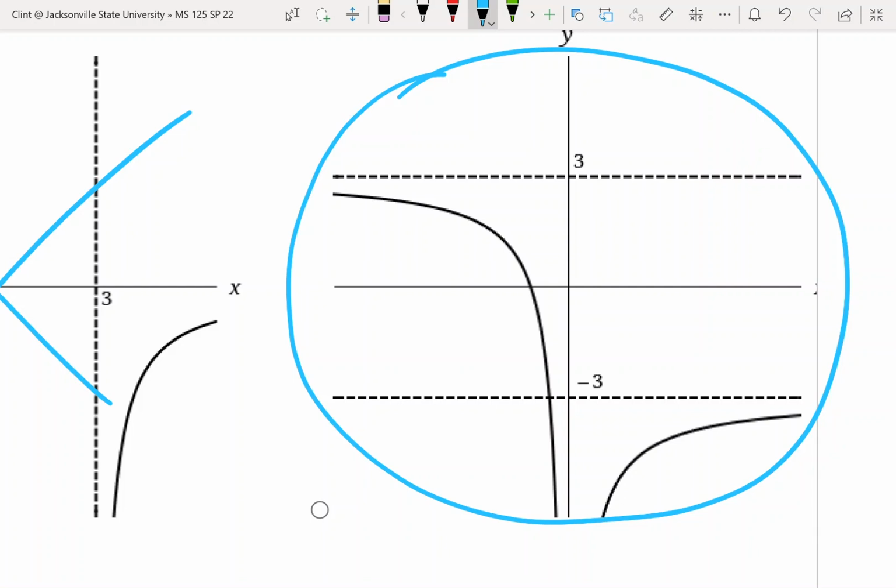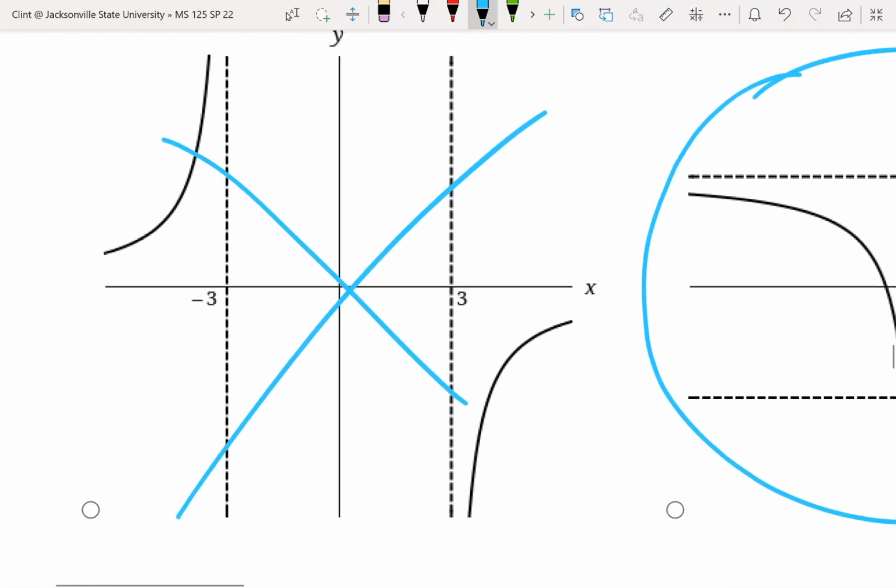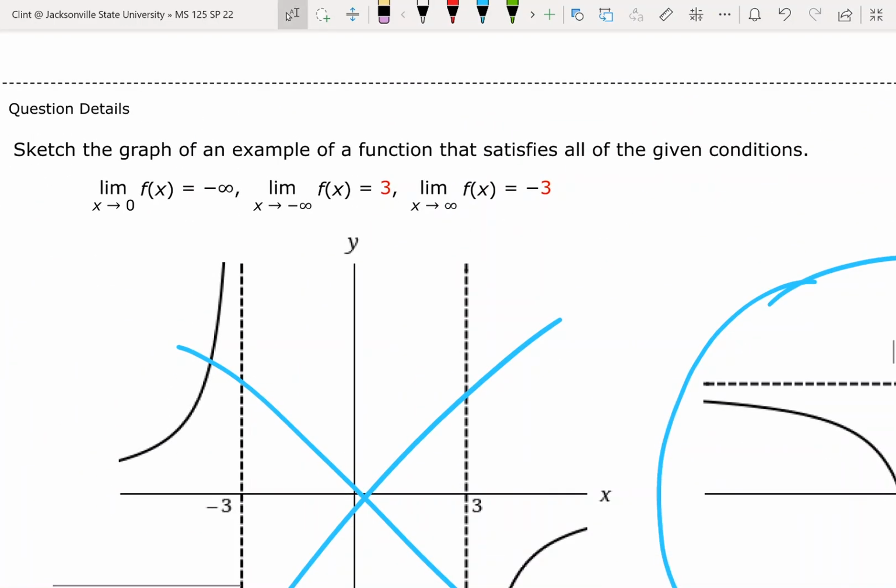Be prepared. Probably what I'll do is I'll give you a blank graph, and I'll say, maybe not 3, but I'll give you like 2 of these and say sketch a graph that has those limits. So infinite number of answers. Just got to make sure you meet the limit there.